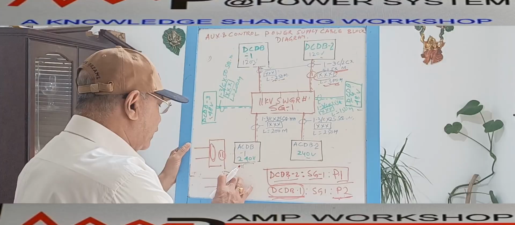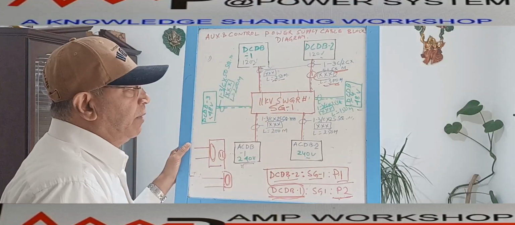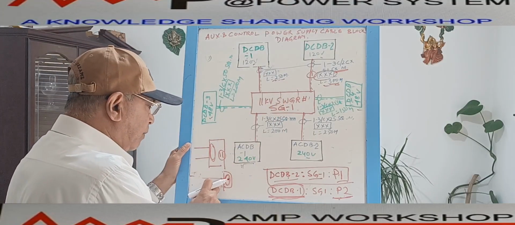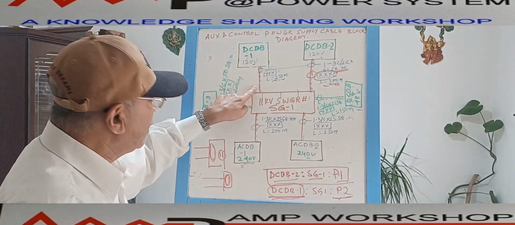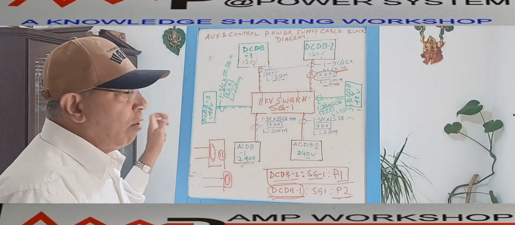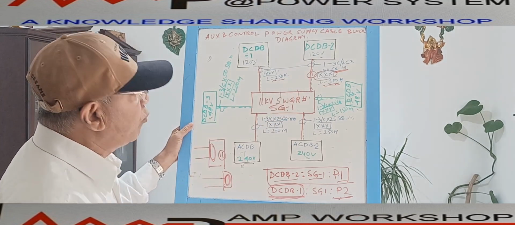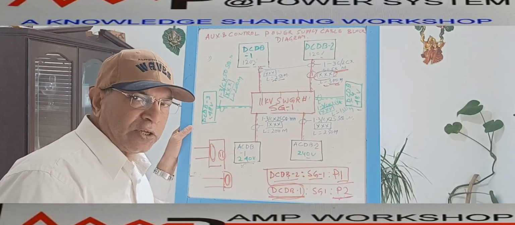That auto changeover scheme will ensure that at a time only one supply is connected to the panel. One feeder, one cable is supplying power to the panel and the other feeder is off, or it could happen that both are hot standby, both at the same voltage.